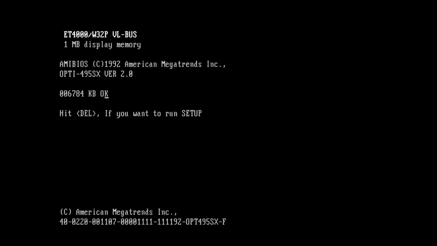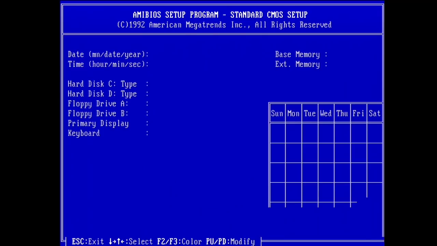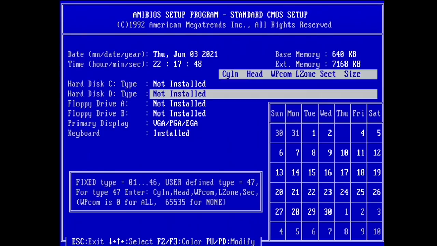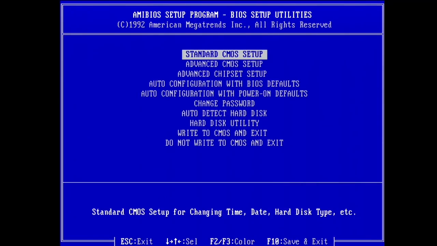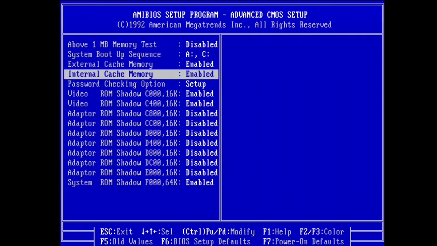We have already a POST screen, and let's enter the BIOS first. We got here a common American Megatrends BIOS dated 1992. Just common stuff and nothing special at all. Advanced settings. Here we get the possibility to enable or disable the internal cache memory, or also level 1 cache in the CPU, which is good for us. That means our 8 KB of L1 cache are now enabled.